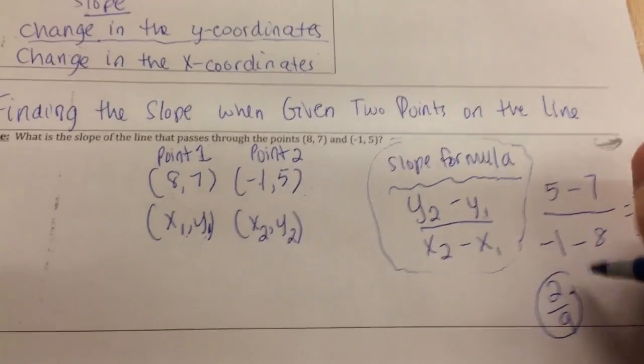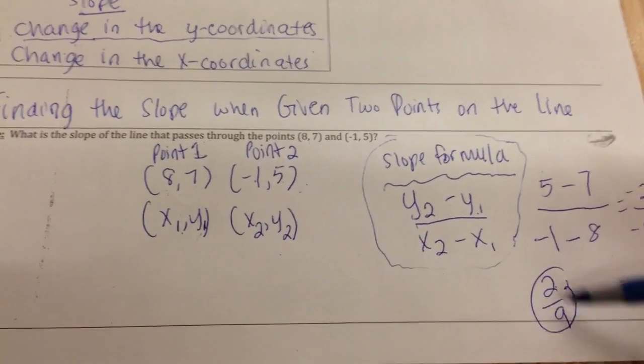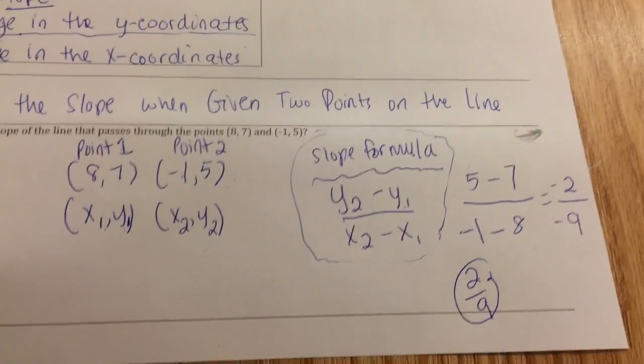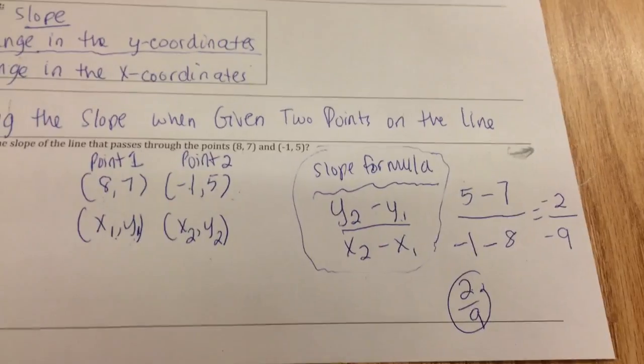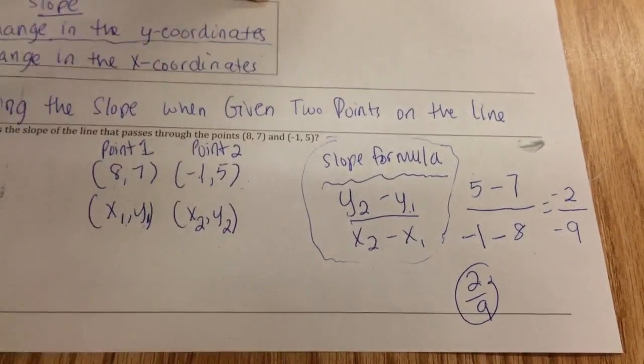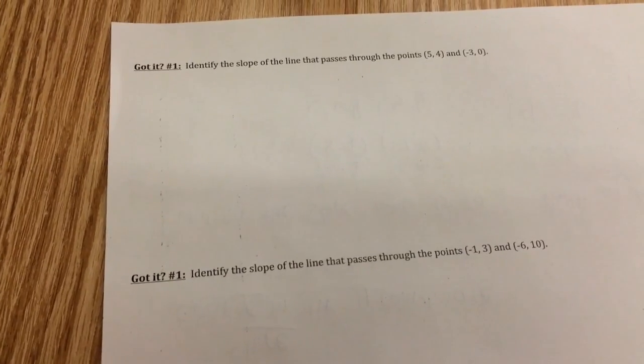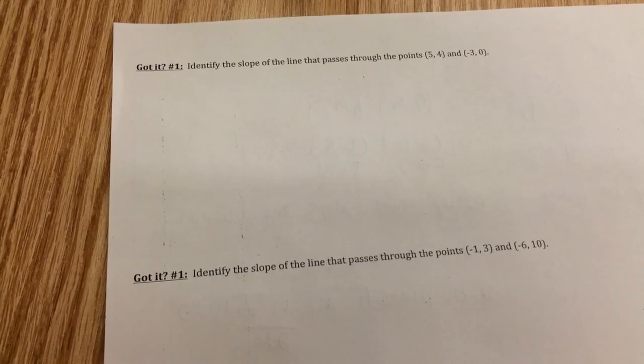It's almost like the rise over the run, right? The change in the y values over the change in the x values. We're subtracting. Change is like subtraction. Now what I want you to do is to try the 2 Got It's on the other side of the notes, and when you're finished, you can look at the answers on the Got It video.